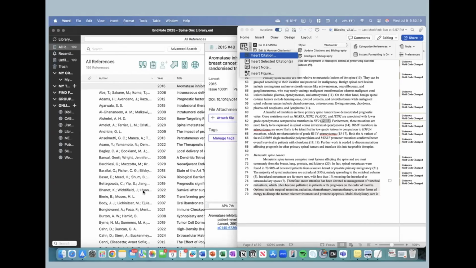I can add it to my library. I can read the paper. And then if it applies to my study, I can cite it while I'm writing about aromatase inhibitors in this paper. So I can go to insert citation and insert that citation as number 11 or wherever I'd like to.